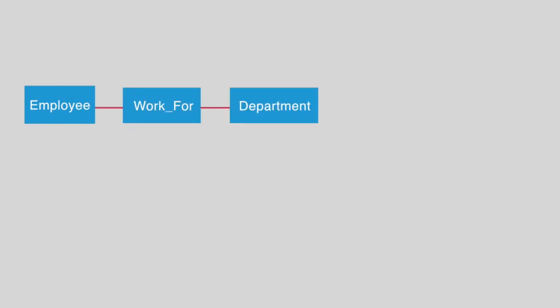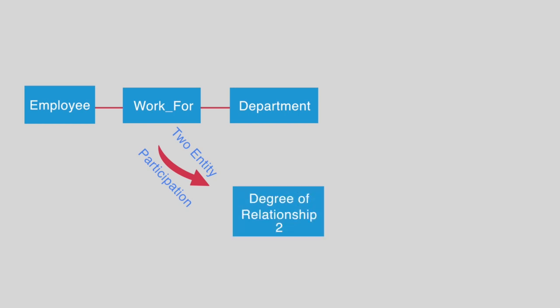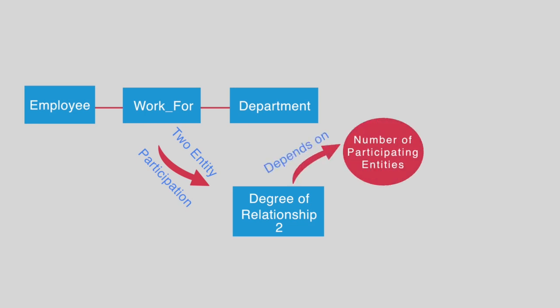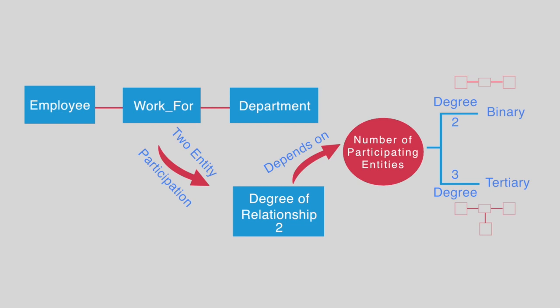If we observe the works for relationship, there are 2 entities participating in the relationship, so the degree of this relationship is 2. The degree of a relationship type depends on the number of participating entity types. A relationship type of degree 2 is called binary, and of degree 3 is called ternary. Binary relationships are widely used relationships.